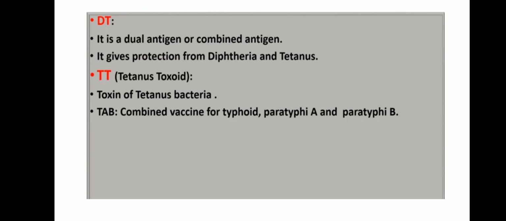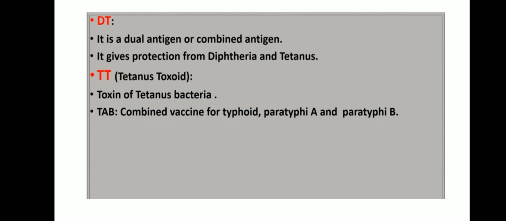TAB is a combined vaccine for typhoid, paratyphi A and paratyphi B. You know very well, typhoid. This also spreads due to the microbe, because of drinking contaminated water. So for all these kinds of diseases, a vaccine is available and it is given and it is successfully going on. Right? So these are all the vaccinations.